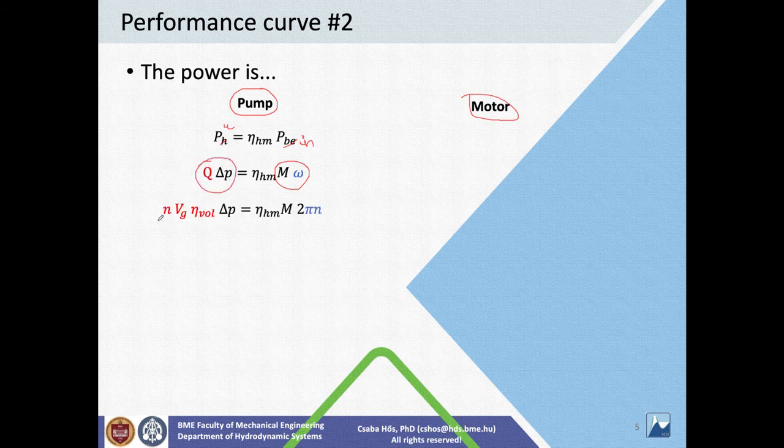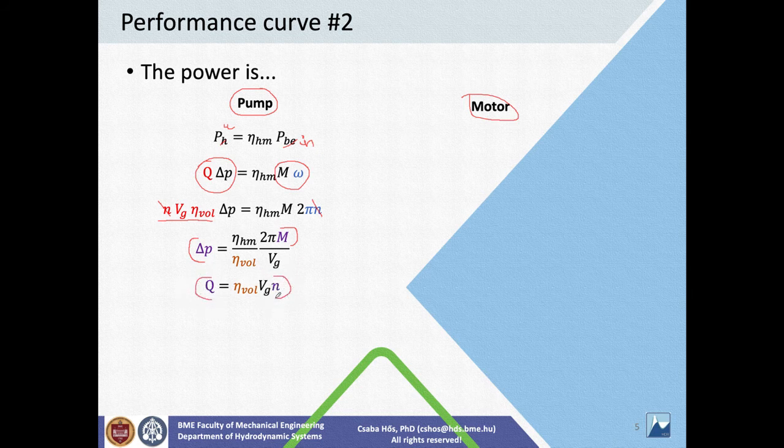And then Q is, we just developed this equation, volumetric efficiency times geometric displacement times revolution number, omega is 2 pi n, and strangely, the revolution number is killed. So at the end of the day, the pressure difference is proportional to the torque, and there are these other factors. And just for clarity, I added here the flow rate equation again. So this is pretty much the same.